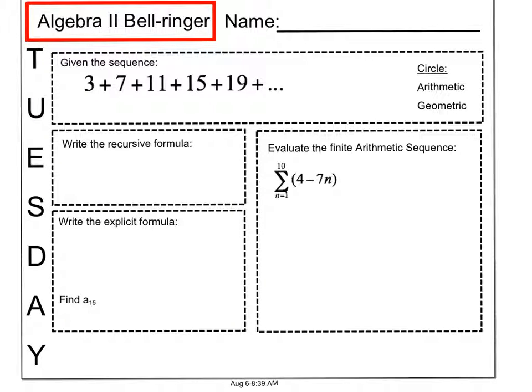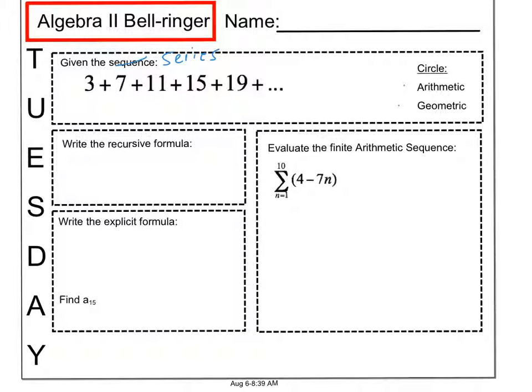So we're looking at the sequence. It's actually a series because of the plus signs there. And we want to identify whether this is arithmetic or geometric. Now, if it was an arithmetic series, then that would mean that there's a common difference between those successive terms. So I would be looking for the addition of the same number every time.